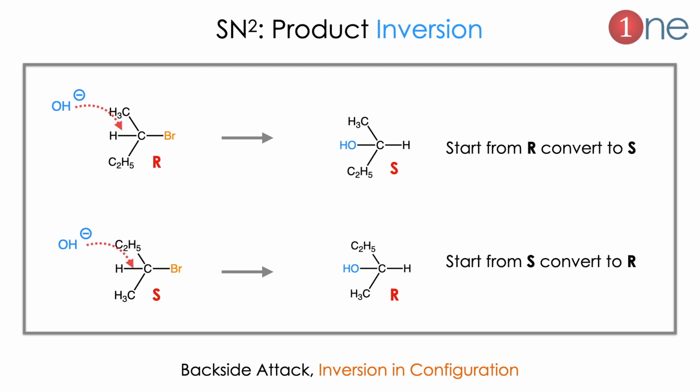Let us see what inversion really means. Suppose you are starting from a chiral molecule which is R in configuration. You attack with OH minus from the back side, so you get the S configuration. If you calculate the R and S configuration, the reactant is R and the product is S. Similarly, the second molecule is in S configuration. When the OH attacks from the back side, you get the R configuration. So if you really calculate the configuration, you get S to R. It doesn't matter whether it is R or S, you will always have inversion in configuration. Since it is a backside attack, you will always have inversion.